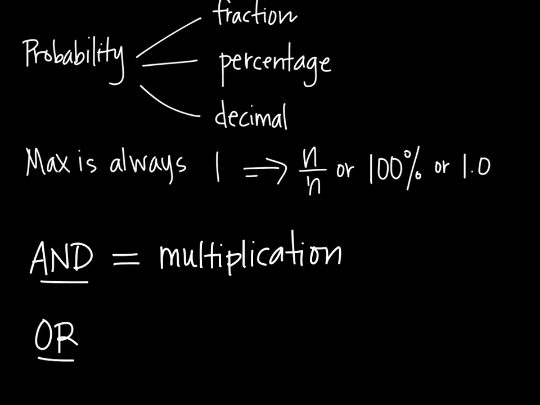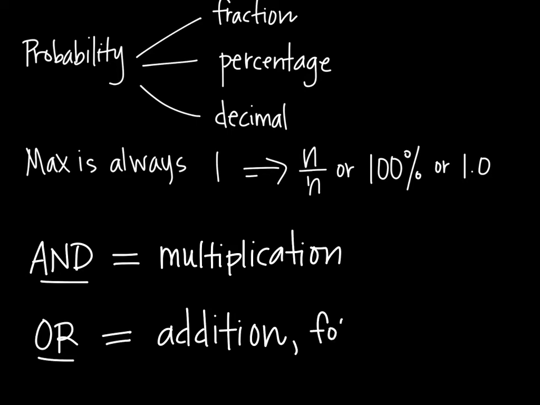The word and always implies multiplication, whether it's in permutations, combinations, or probability. The word or implies addition of probability. But when you add two probabilities together, you might get higher than 1. So you also have to follow it with subtraction. It's kind of weird.